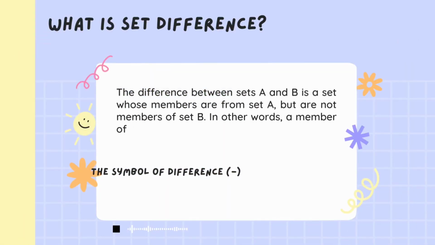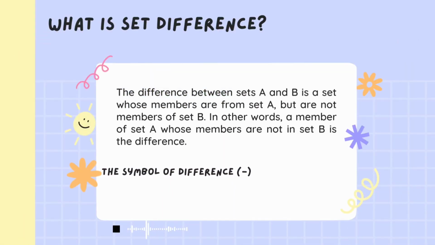Okay, what is set difference? The difference between set A and B is a set whose members are from set A but are not members of set B. In other words, a member of set A whose members are not in set B is the difference. We can write the difference between sets with the symbol of difference.